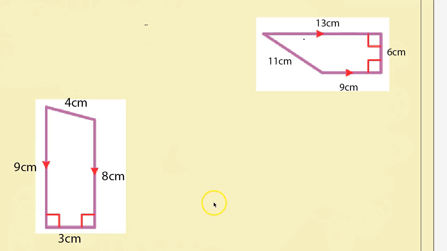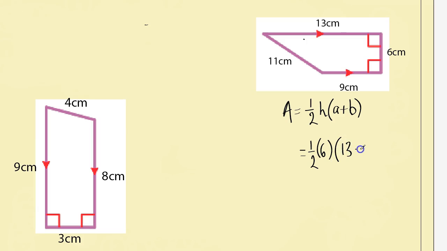Okay, so we'll start with this one. And we're going to again start with our formula. A equals half h times a plus b. And then we're going to substitute in the correct values here. So we can see that half is going to stay the same. h is 6 because it's at right angles. And then we've got 13 plus 9, which gives us 66 centimeters squared.